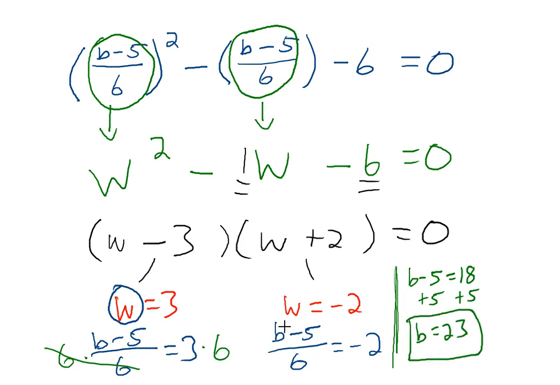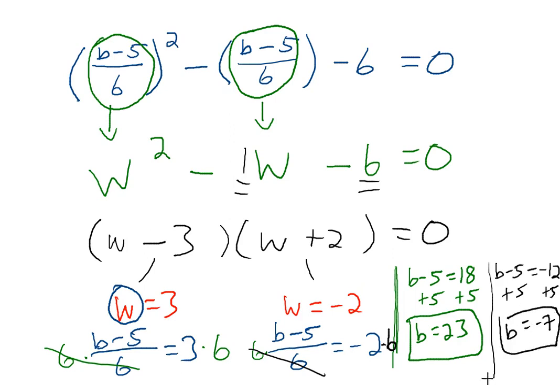We'll do the same thing here. Multiply 6 to both sides. Maybe I'll just use a different color so it stands out a little bit better. Multiply 6 over here as well. Here the 6's cancel out. And again, I'll get b minus 5, but this time I'm going to get negative 12. Right? So b minus 5 equals negative 12. Add 5 to both sides, and we get b is equal to negative 7. So my two solutions are 23 and negative 7.